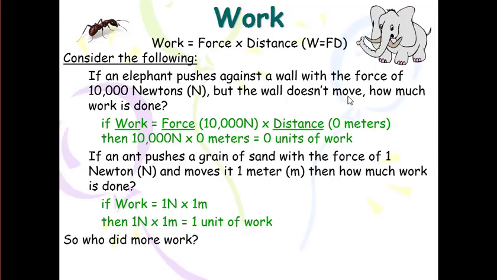So who did more work? Well, ironically, the ant, because there is distance. Only 1 Newton of force, but 1 meter. There you go. You've got distance. Therefore, by the definition of physics, you've got more work happening with the ant than the elephant.